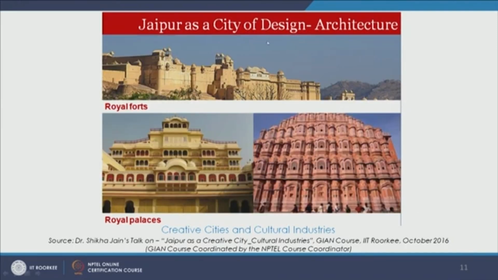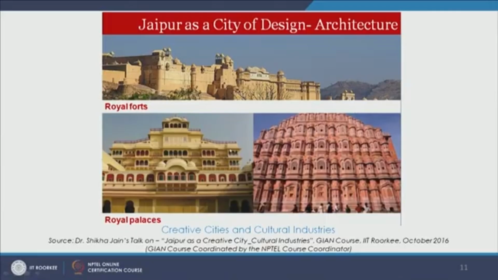Then Jaipur again as a city of design. Going one step further from urban form, we talk about architecture, and we see all these examples. Here this is Hawa Mahal, and another one over here. We see the forts and palaces, City Palace Udaipur, and other different examples. In one of the upcoming modules we are going to discuss them in detail.